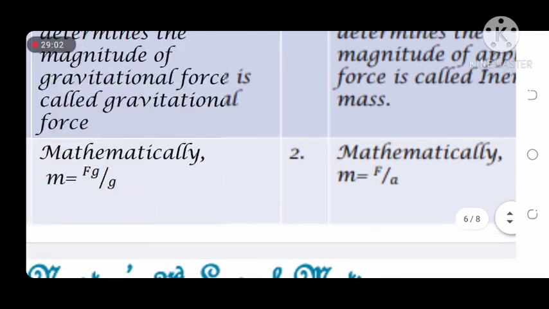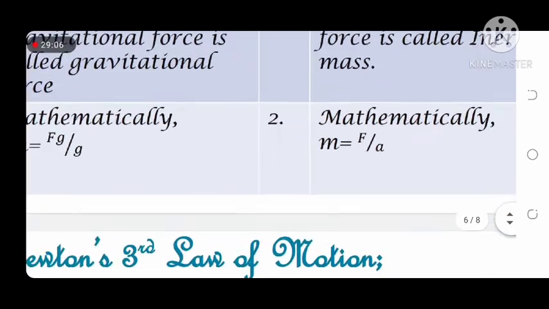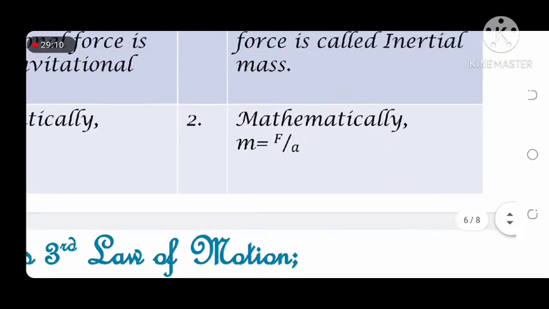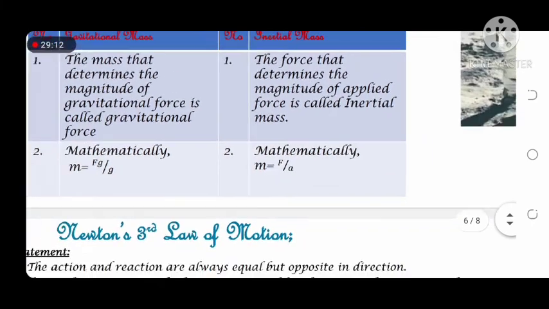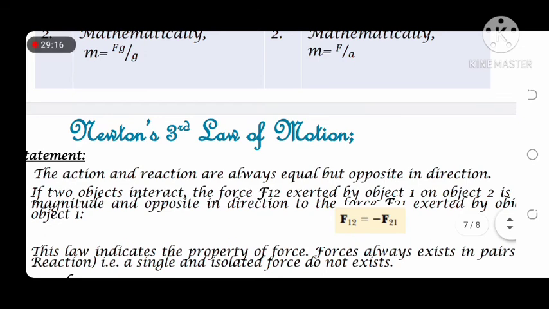We can see the formula: weight M is equal to Fg over g, whereas inertial mass M is equal to F over a. Now moving towards the next lecture. Next article, Newton's third law of motion.